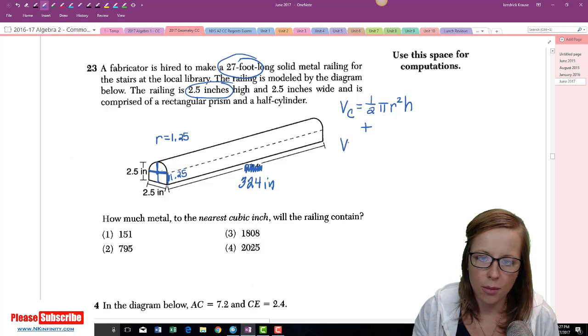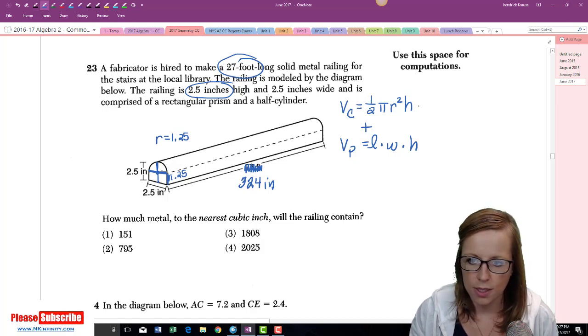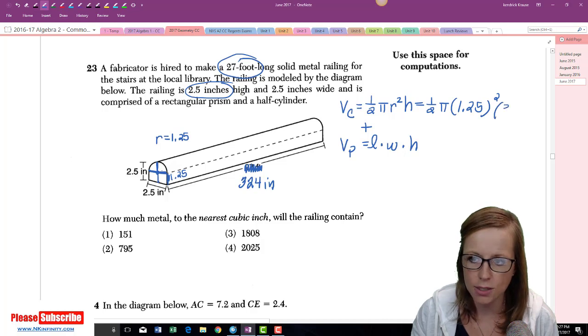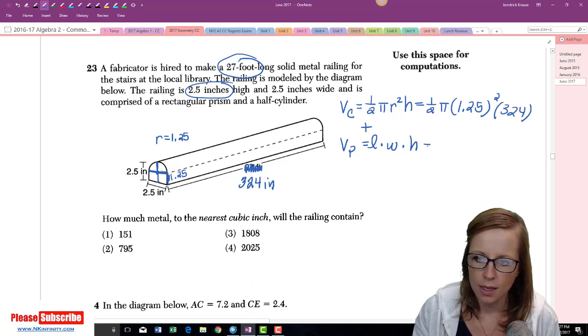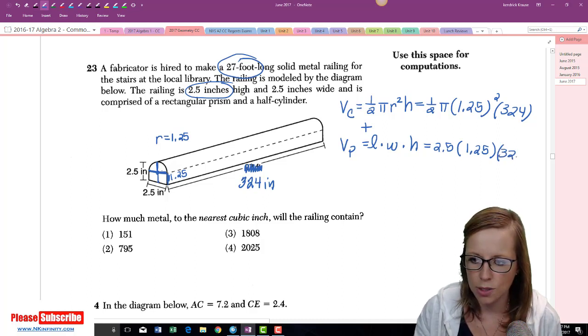And then we're going to add on the volume of the prism, which is length times width times height. And I'm going to go ahead and say the height in both cases is 324. So I'm actually going to do most of this right in my calculator. So this is 1/2 pi. The radius is 1.25 squared. The height is 324. The length, I would say, is 2.5. The width is 1.25. And then the height of the whole thing, I'm imagining it standing on its end, is 324. We're going to add those up right in the calculator.